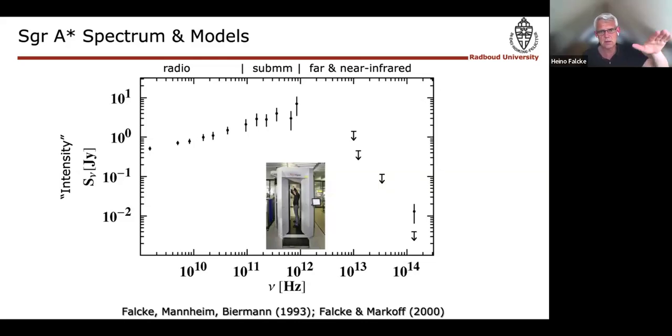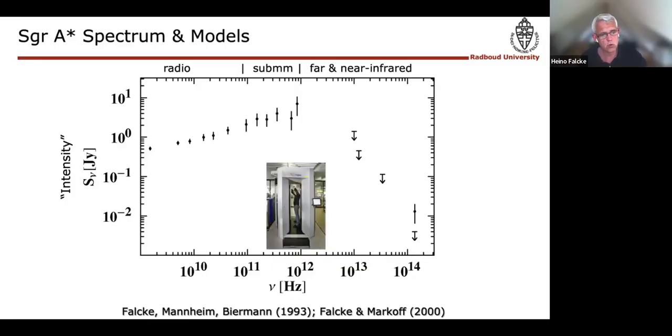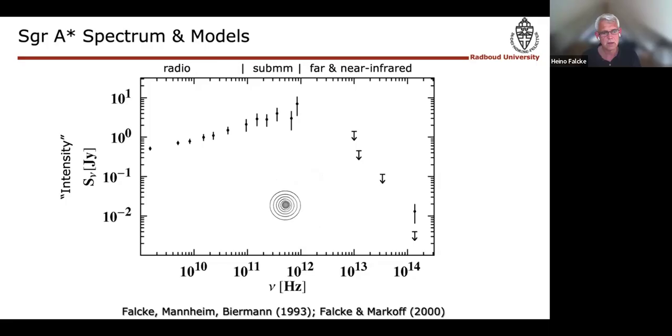And the y-axis, the vertical axis, gives you intensity, so how strong the light is. And the data points show you what's measured for the center of our Milky Way. You see radio emission at your cell phone frequencies, and it gradually increases in intensity until it reaches these millimeter waves, and then it actually cuts off. It stops. And so why is that, and what does it tell us?